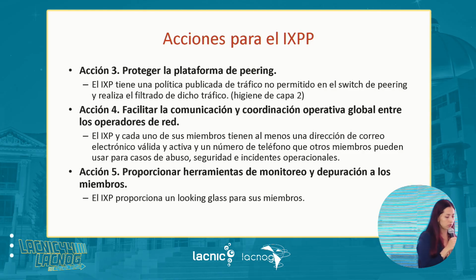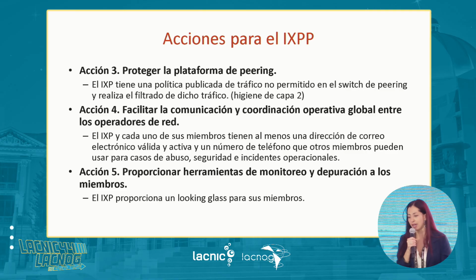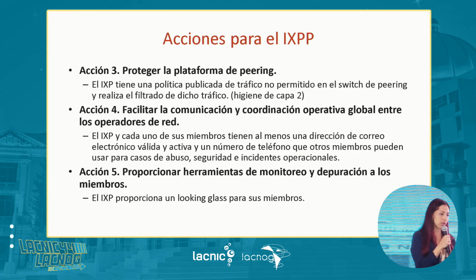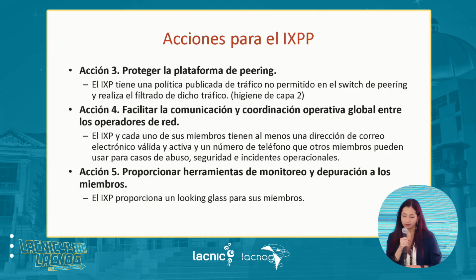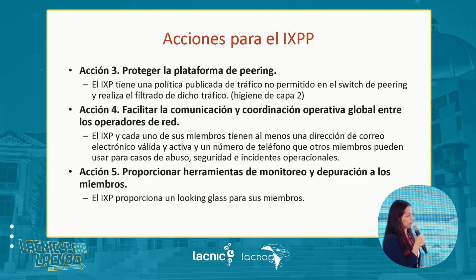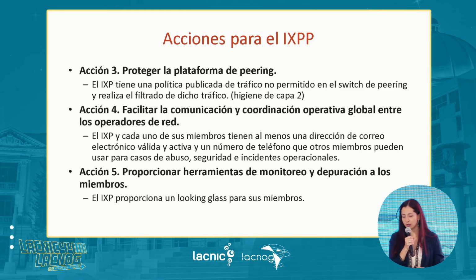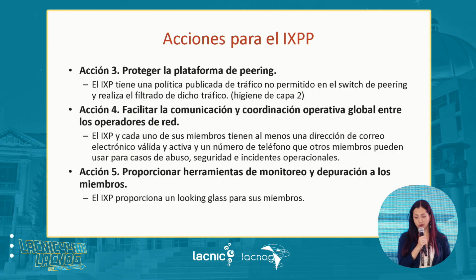And Action 4 is facilitating communication and coordination of the global operations between the network operators, that is establishing updated contacts that may give us the possibility of responding in case of an incident. Usually these contacts are of the network operators. The mailing list should be updated so that all the members can be actively communicated with, establishing communication if there is some type of incident, problems with operations, security, abuse, so that things can be done quickly to mitigate it.